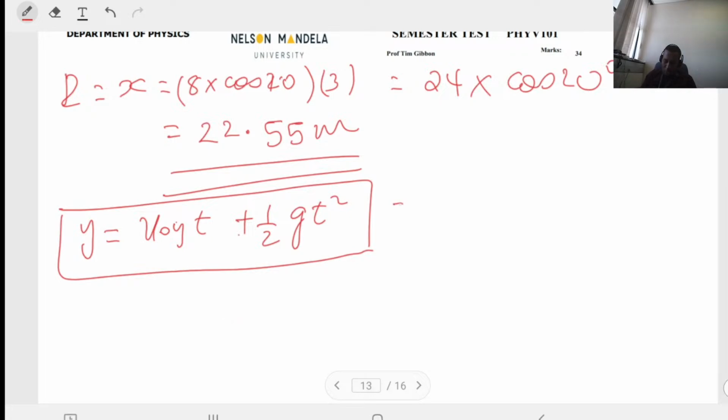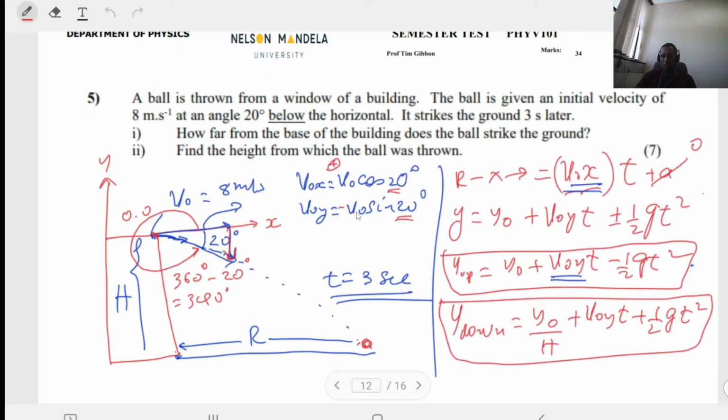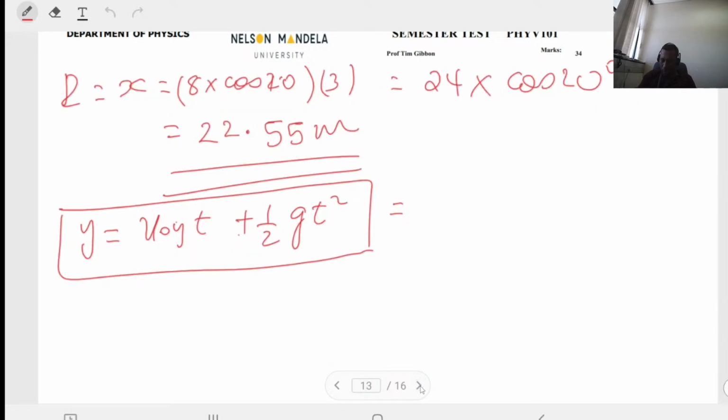However, I must use whatever I have now. I have everything, but remember, my y component is negative. I should be careful here. I'm going to put minus 8 meters per second, that's the velocity, sine of 20, times 3. This is v naught times t, which is 3. Plus, not plus or minus, only plus half, g is 9.8, t squared is 9.